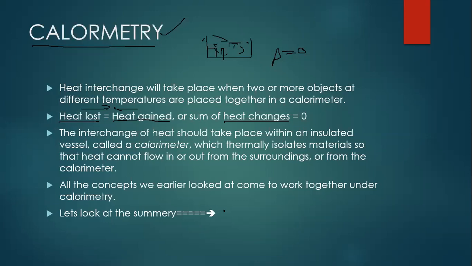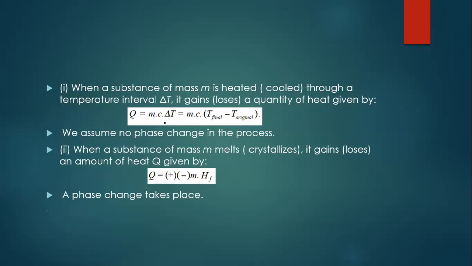Okay. So first of all, we looked at the concept of changing temperature. If you remember, we said when a substance of mass M is heated or cooled through a temperature interval, if the temperature changes, it will gain energy or it will lose some energy. This is what we faced when we looked at this topic. We looked at this formula: energy is equal to mass times this C.